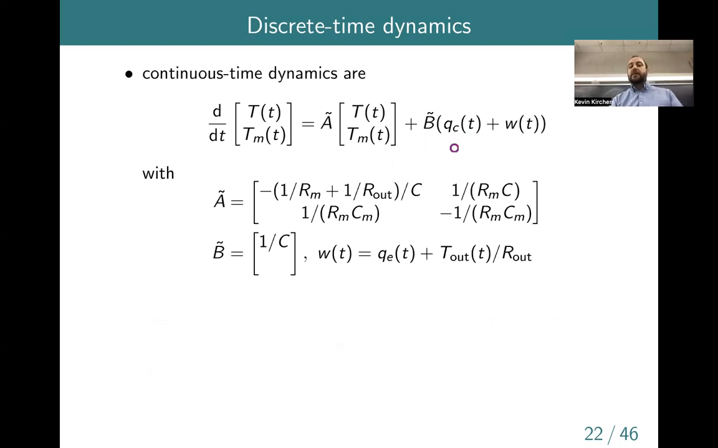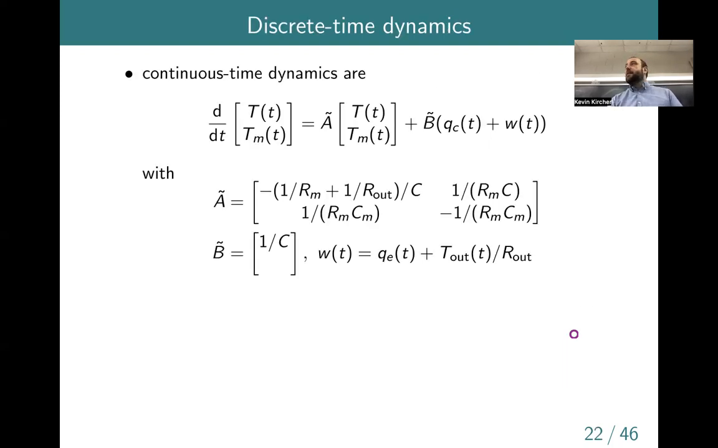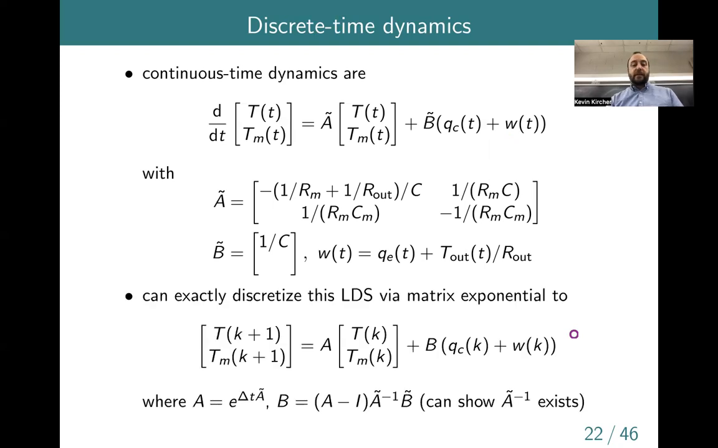So QC here is the heat transfer that we're getting from, say, the radiator in the back of the room. And then this W is a disturbance term that includes both the outdoor air temperature divided by the thermal resistance, but also, I guess I've defined it up here somewhere, right? But also this term QE, which represents heat transfer from all sorts of other stuff, things like the sun, body heat, electronics, and so forth. And you can write down what those A and B matrices are and what this disturbance term W is.